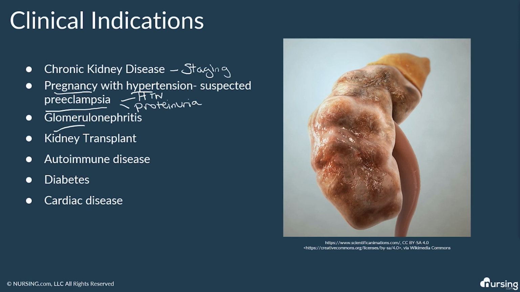Glomerular nephritis, or an inflammation of the glomeruli, is going to spill out proteins just like we talked about with those leaky vessels. And it'll go into the urine instead of being resorbed into the blood. In kidney transplant, autoimmune diseases, diabetes, cardiac disease, these are all indications of damage or abnormalities with filtration in the body and can result in protein getting into the urine.